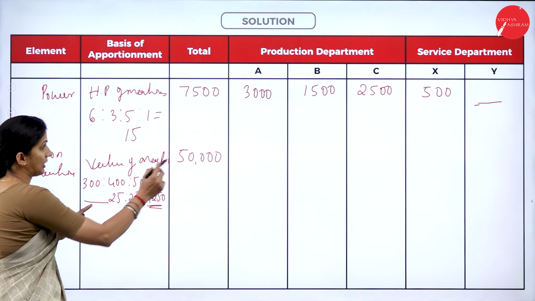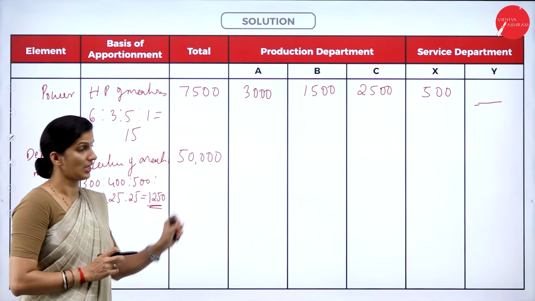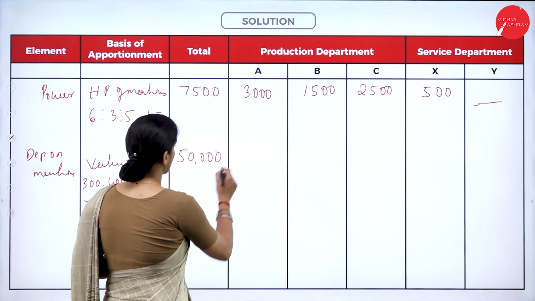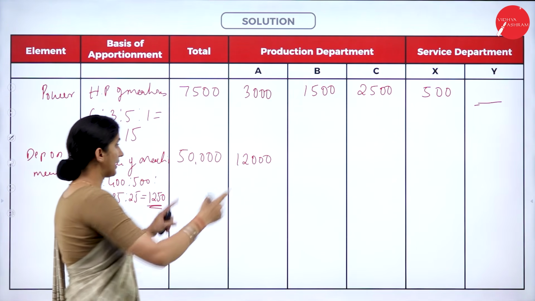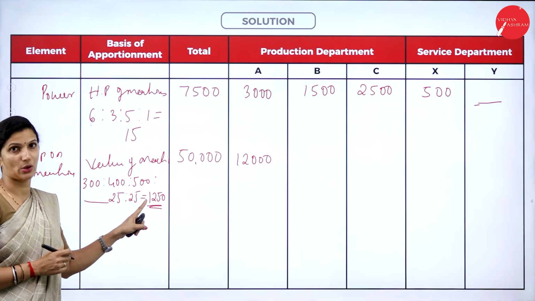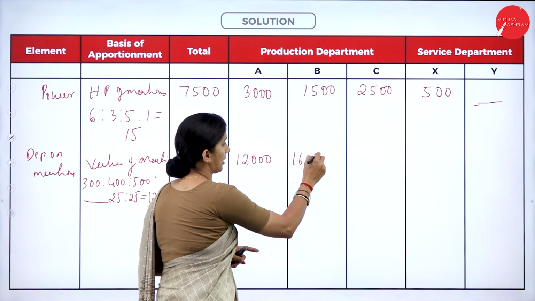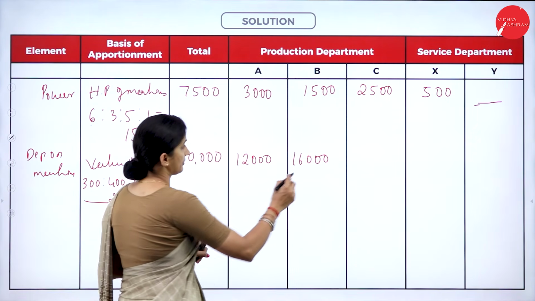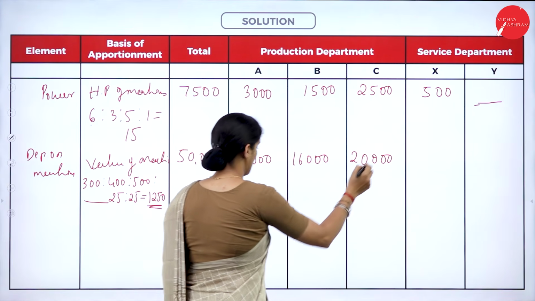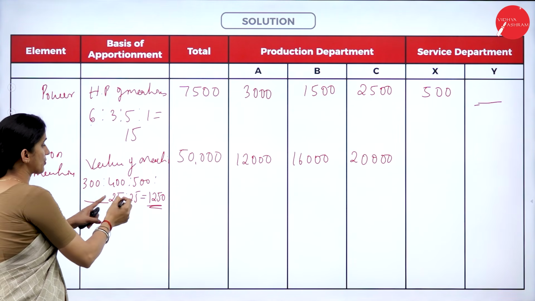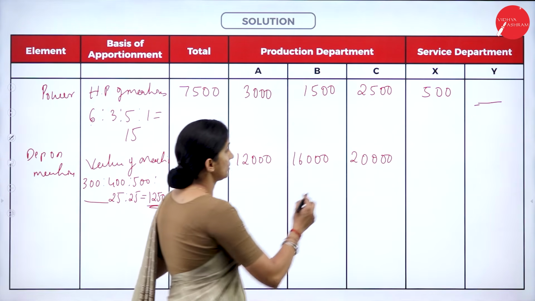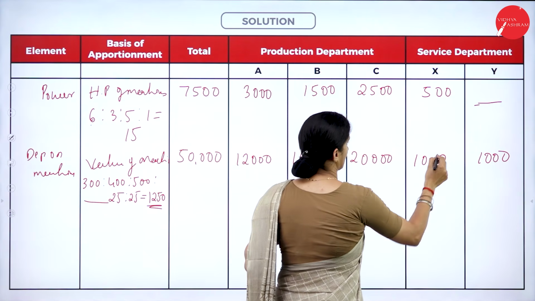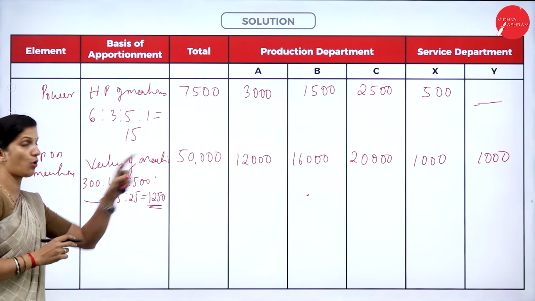So in this ratio, we'll allot 50,000 to all the departments. First for A, 50,000 into 300 divided by 1,250, that will give you 12,000. Then for B, 50,000 into 400 divided by 1,250, that will give you 16,000. Then for C, 50,000 into 500 divided by 1,250, it will be 20,000. Then for X, 50,000 into 25 divided by 1,250, so the same for both, it is 1,000. So we have allotted the depreciation, that is 50,000, to all the departments.